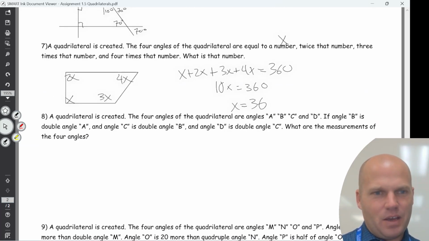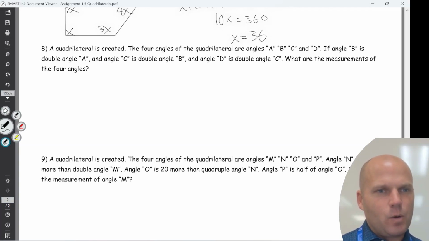I think that's right. Mental math. Tough. A quadrilateral is created.